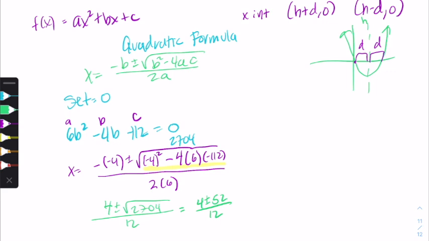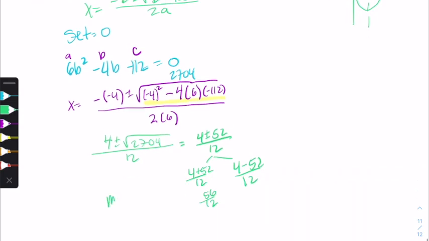If it had not been a perfect square, I would need to break it down. We'll do an example of that in a minute. Now remember, this is representing two answers. This is really representing 4 plus 52 divided by 12 and 4 minus 52 divided by 12. So if we do 4 plus 52, that gives us 56 over 12, right? And if we check to see if 12 goes into it evenly, it doesn't. If you have a TI calculator, you can hit math frac.